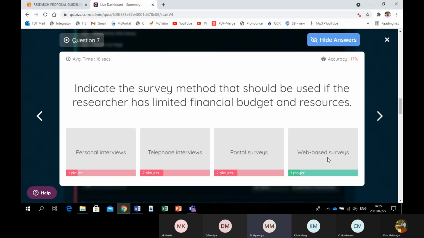I think I chose postal because web-based it's more segmented. I don't know if segmented is the right word, because it's not everybody that is able to use websites and email. So it's gonna select a few people. Not everybody's gonna be able to participate or, I don't know, take part.